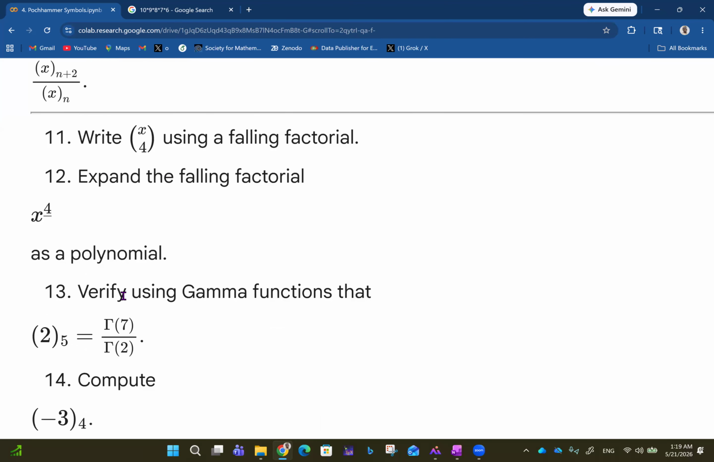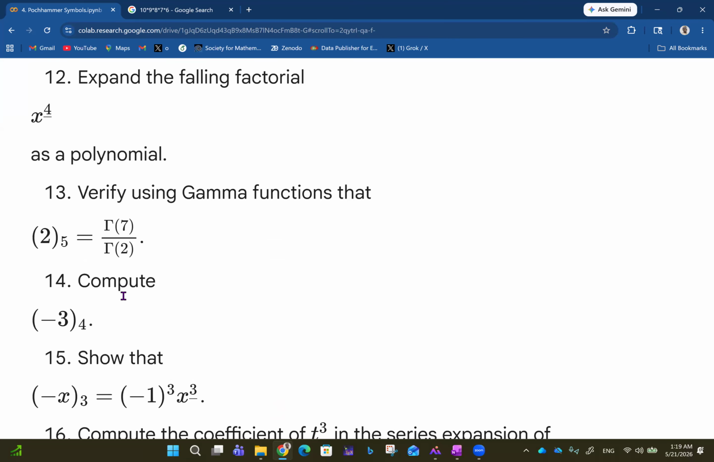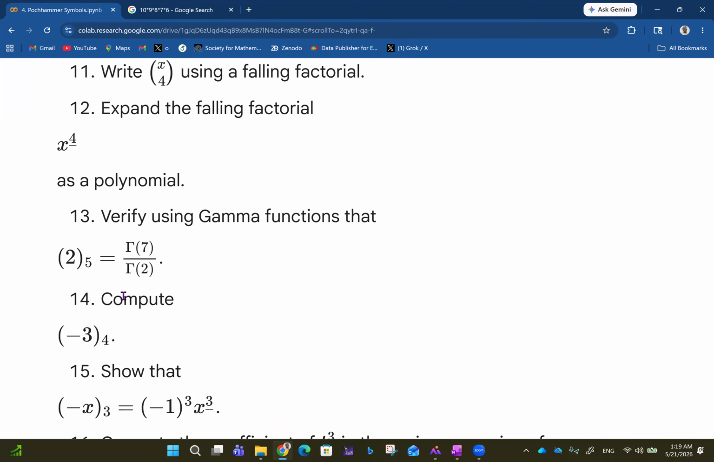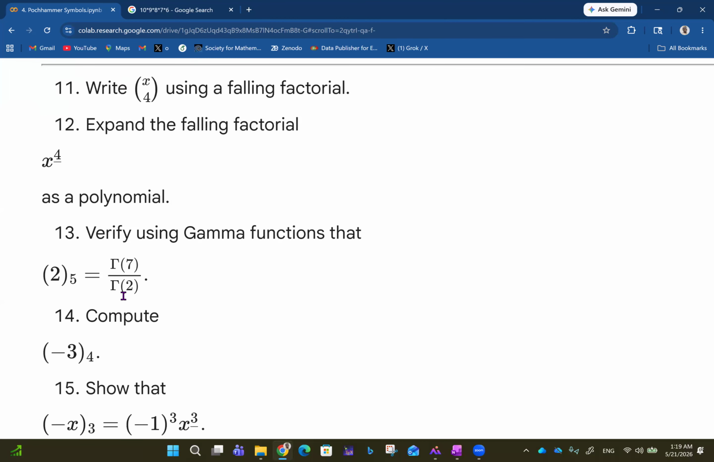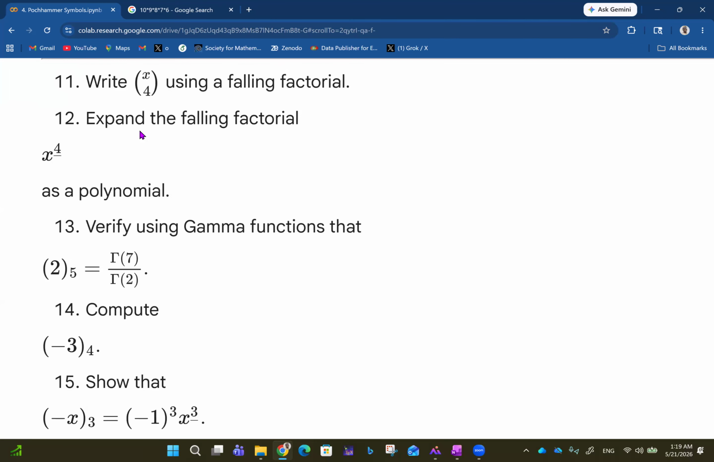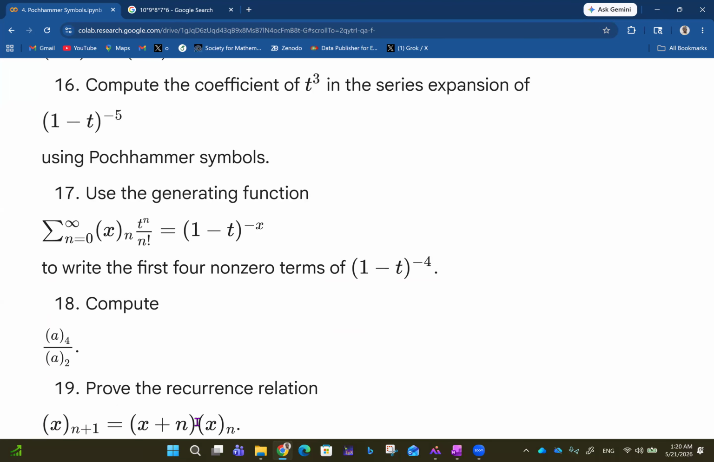Then we have 11 to 15 now. Write x sub 4 using a falling factorial. Expand the falling factorial as a polynomial. Verify using gamma functions that 2 sub 5 is gamma 7 over gamma 2. Compute minus 3 sub 4. Show that minus x sub 3 is the same thing as that. All of this can be shown.